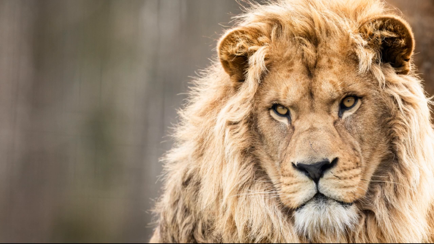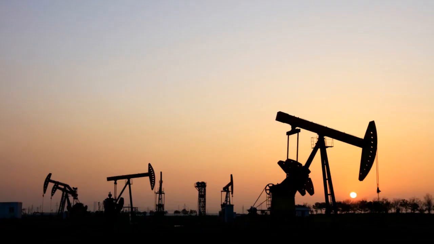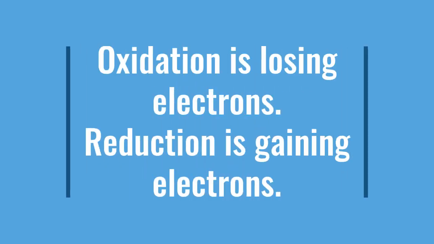Whether you learned LEO GER, which stands for lose electrons oxidized, gain electrons reduced, or OIL RIG, oxidation is losing, reduction is gain. Losing and gaining what? Electrons. Either way, you learn that oxidation is losing electrons, so going up in oxidation number, and reduction is gaining electrons, so going down in oxidation number.